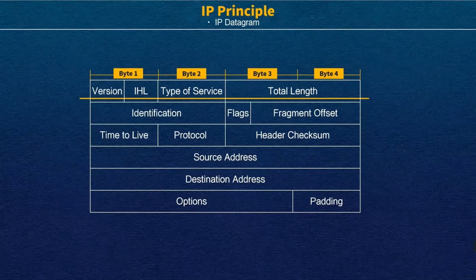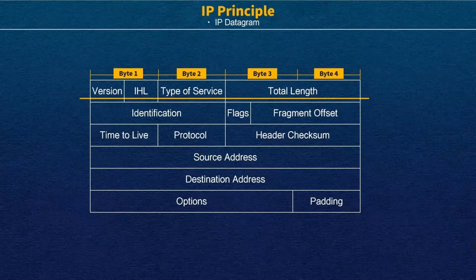And the next part is the total length. The total length indicates the IP header and the TCP or UDP, that means the app layer header's whole length. All the information here, and we can remove the IP header, and from the next bit is the app layer package.